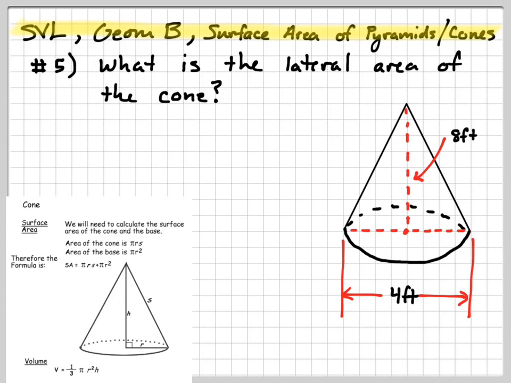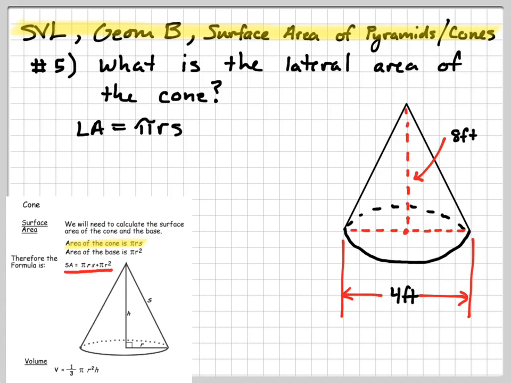Okay, I'm going to go ahead and find the lateral area of this cone. I did a little Google search here, and anytime I'm dealing with surface area and volume, it's always a formula type problem. I found this diagram with the formula for surface area and the formula for volume here. We're going to be doing lateral area, which is just the sides of the cone.